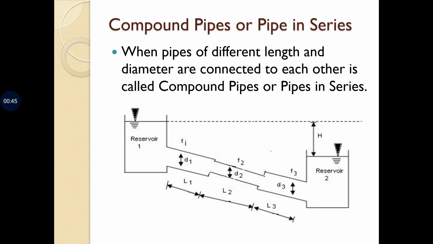If the pipes are connected in series, then the difference between the two reservoir levels will give us the head loss in that section. The image shows two reservoirs at different levels, reservoir 1 and reservoir 2, connected by three different pipes having different diameters, different lengths as well as different friction factors, represented by D1, D2, D3, L1, L2, L3 and f1, f2, f3 respectively.